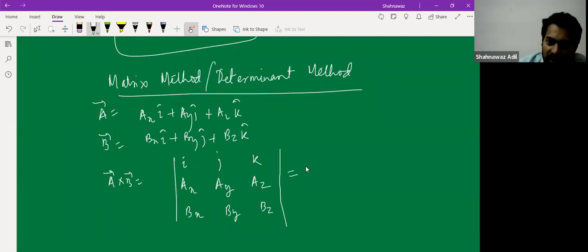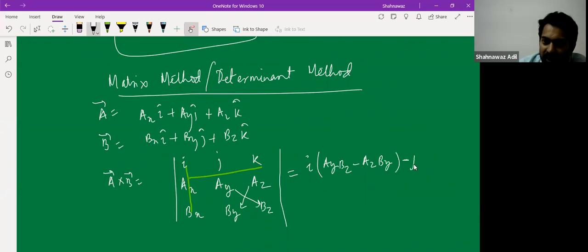So what will be the determinant? This will be your I. For I, you will have this one into this one. So this will be AY BZ minus AZ BY. And the second one is with the minus sign, because the cofactors are negative for this term. So your J will be what? This is J. So this is what?